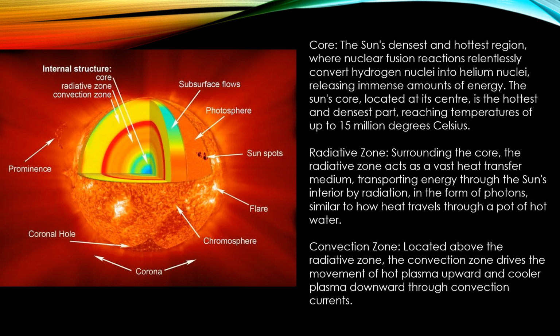Surrounding the core, the radiative zone acts as a vast heat transfer medium, transporting energy through the Sun's interior by radiation in the form of photons, similar to how heat travels through a pot of hot water. This is then followed by the convection zone, located above the radiative zone. The convection zone carries the movement of hot plasma upwards and cooler plasma downward through convection currents.